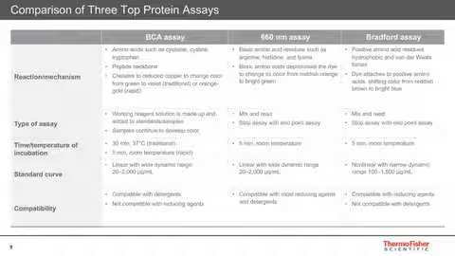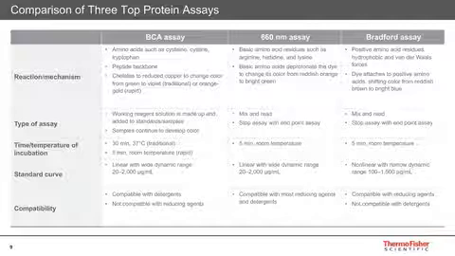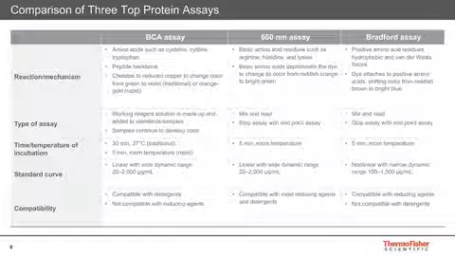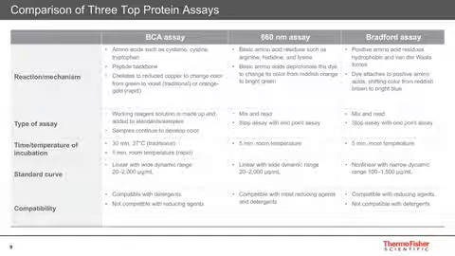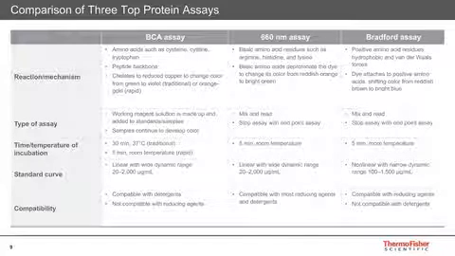For the dye-based assays, such as the 660 nanometer assay and the Bradford assay, positive amino acids such as arginine, histidine, and lysine, which are facilitated by the low pH of the protein assay reagent, deprotonate the dye. Upon deprotonation, the color of the dye reagent changes. In the 660 nanometer assay, it goes from reddish orange to bright green. In Bradford, it goes from reddish brown to blue.